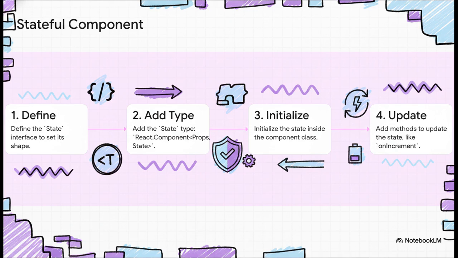So when you put it all together, it's really just a simple 4-step recipe. First, you define your state interface. Second, you tell your component class about it. Third, you give it a starting value. And fourth, you create methods that can safely update that state.